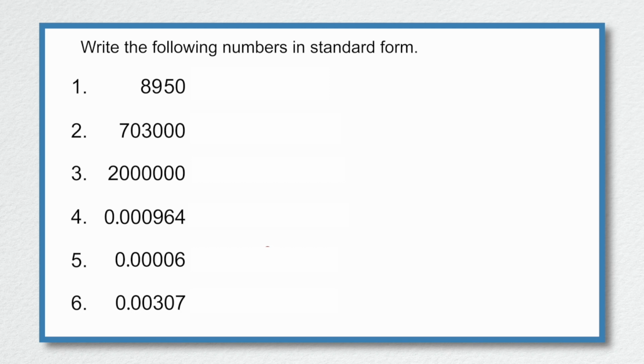So we have 8,950. We're going to end up with 8.95 multiplied by 10 to the power of something. Let's work out what that power is. So the cutoff point is between the 8 and the 9. Here's our decimal point. And if we count the moves, 1, 2, 3, so it's 8.95 multiplied by 10 to the power of 3.